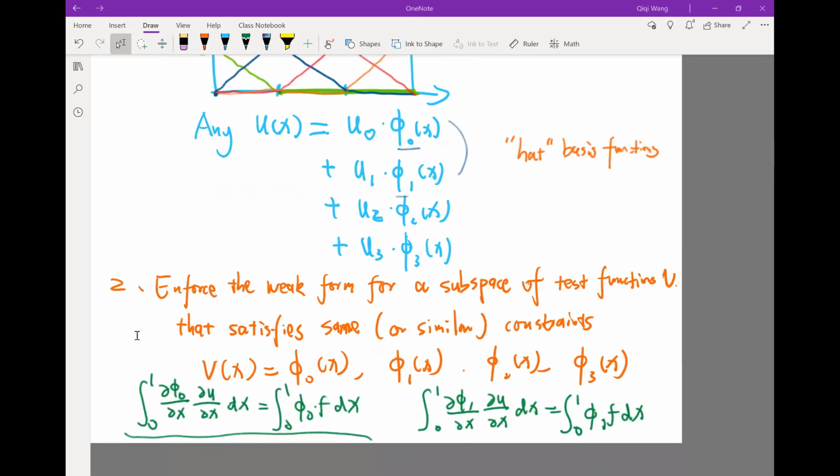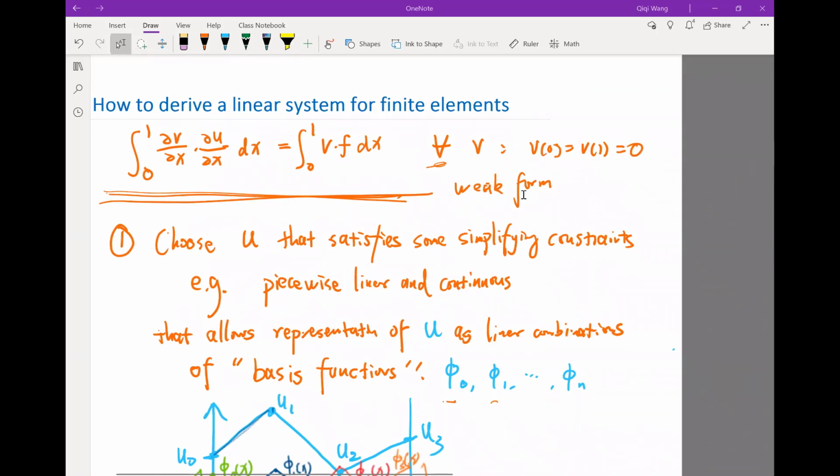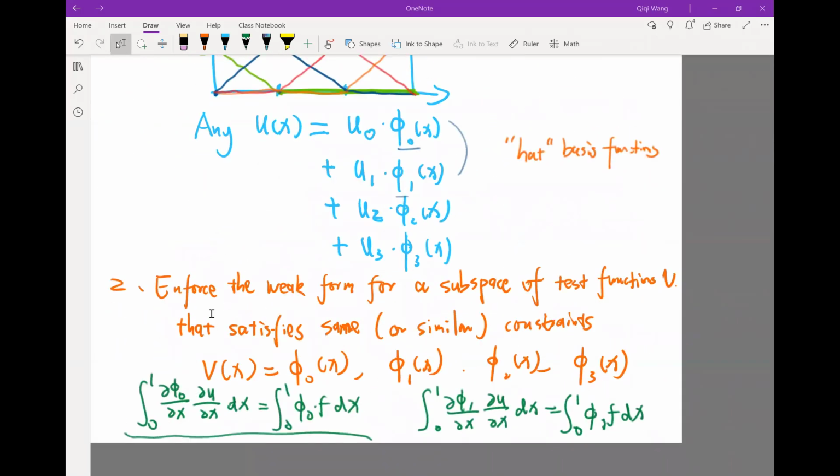And that means if we want to enforce the weak form for any v that satisfies the constraint of piecewise linearity and continuity, then we are basically required to enforce the weak form for v equal to any linear combination of these four phis. And because of linearity, if we enforce the weak form for the discrete set of phis, then we are basically enforcing already the weak form for any linear combination of these phis.